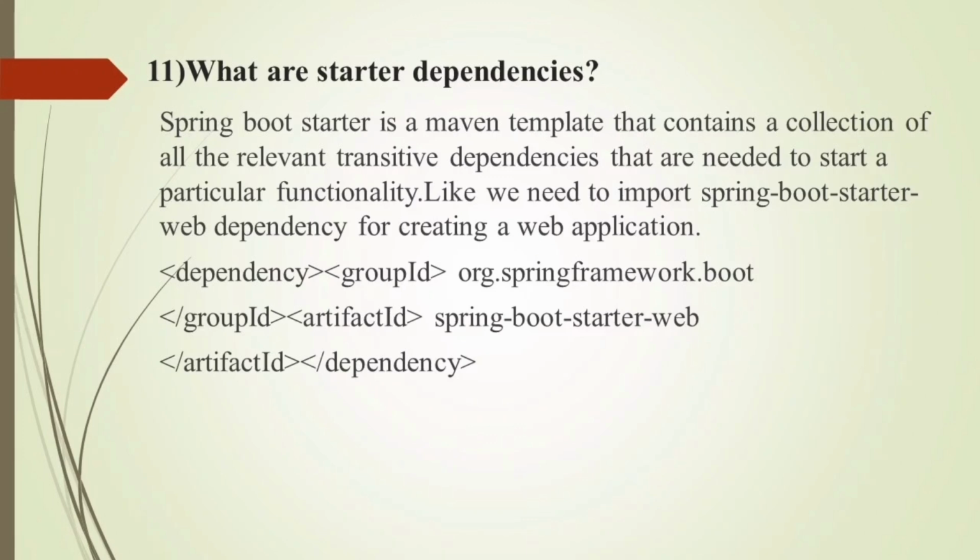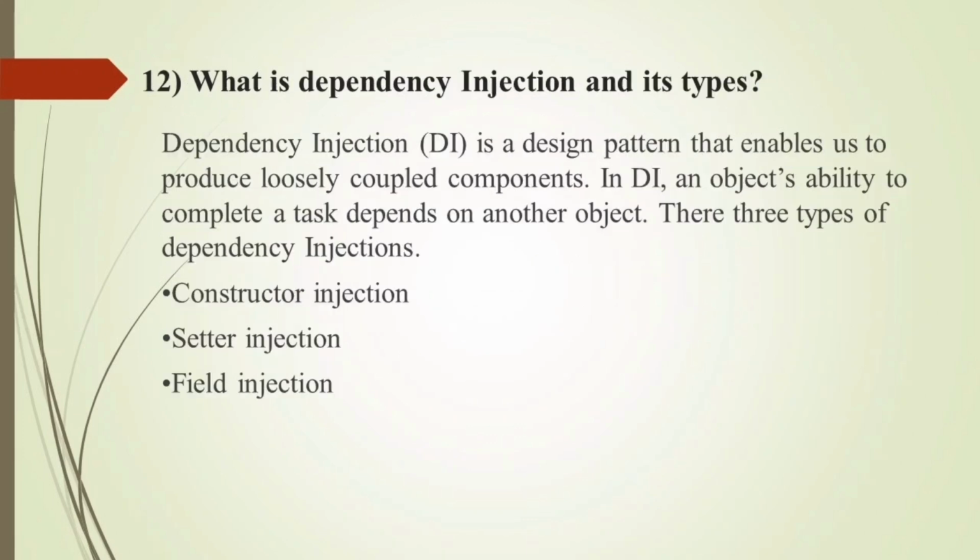Coming to the dependency tag, this is used in Maven to declare a dependency that your project needs. Coming to the group ID tag, this specifies the group or organization that publishes the dependency. And coming to the artifact ID tag, this is the name of the specific dependency you want to include.